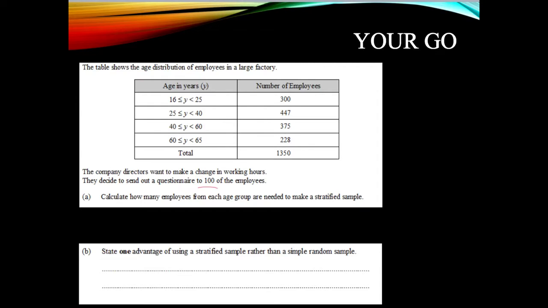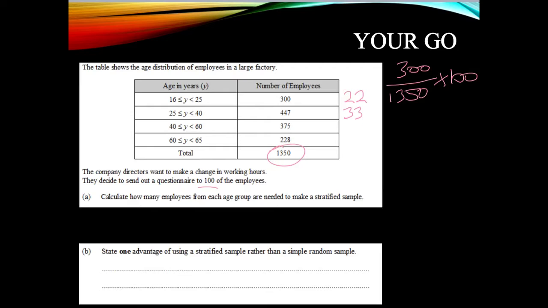Okay, so hopefully what you've realised is that the total here is 1350, and we need to each time do the following sum. So this is 300 out of 1350 multiplied by 100, and you will get some answers. For the first one we've got 22.22, which rounds to 22. For the second one we've got 33.11, which rounds to 33.